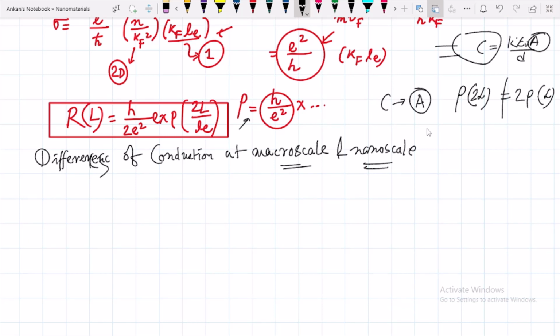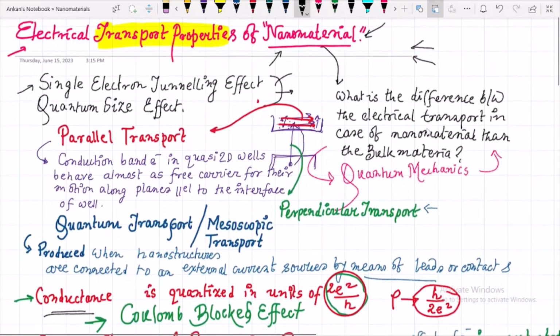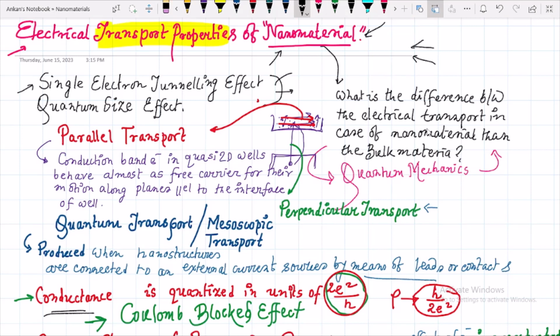So thank you very much. These are all the discussions of the different interesting phenomena involving the electrical transport of nanomaterial. In the next few lectures we will discuss the Coulomb blockade effect, the single electron transistor, and other interesting electrical phenomena in detail.